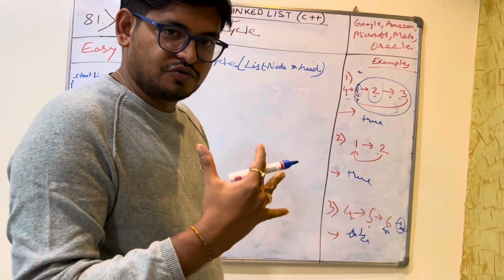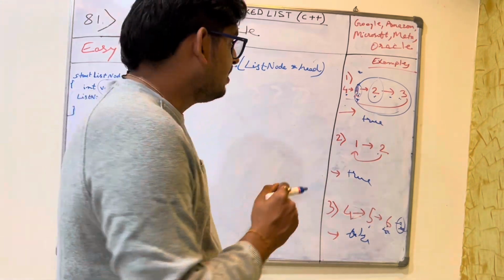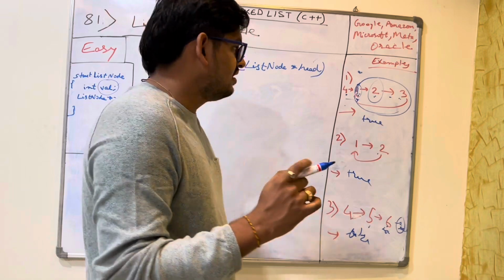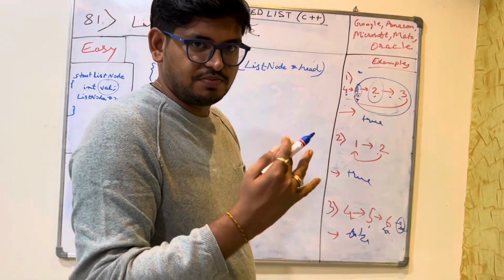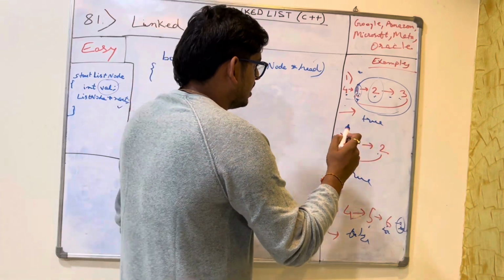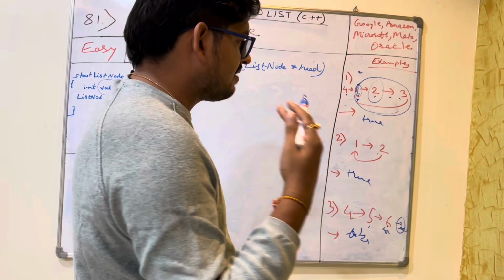Can that help us to find the cycle? In that algorithm, the fast pointer was pointing to null at one point. That was our termination point, if fast points to null, or if fast next points to null.